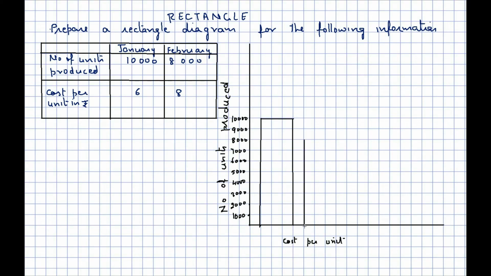Again take number of units produced, which is 8,000, as length, and cost per unit, which is 8, as breadth. Draw the rectangle. Now here the area is 64,000. These rectangles represent the month-wise cost of production. Write the scale as well as the title.